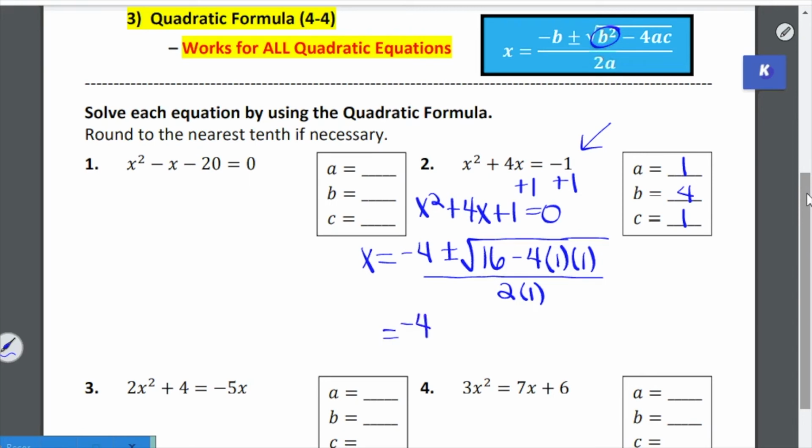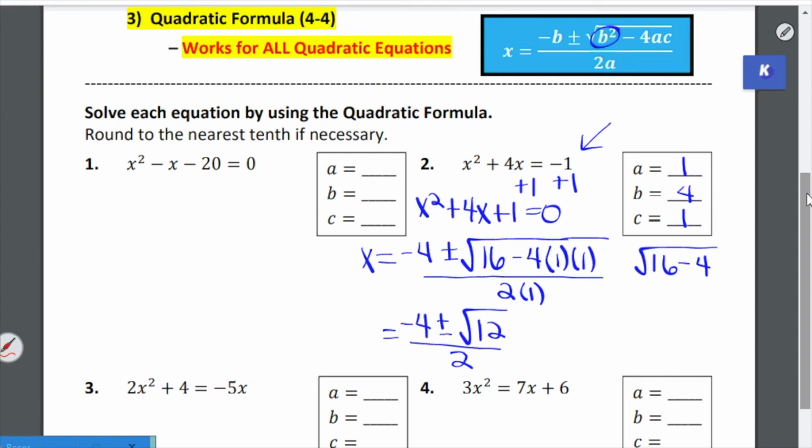Negative 4 plus or minus... well, negative 4 times 1 times 1. I'm going to do a little simplification over here. 16, negative 4 times 1 is just minus 4. So 16 minus 4 is the square root of 12 all over 2. Well, 12 is not a perfect square, but in the calculator, it will simplify.